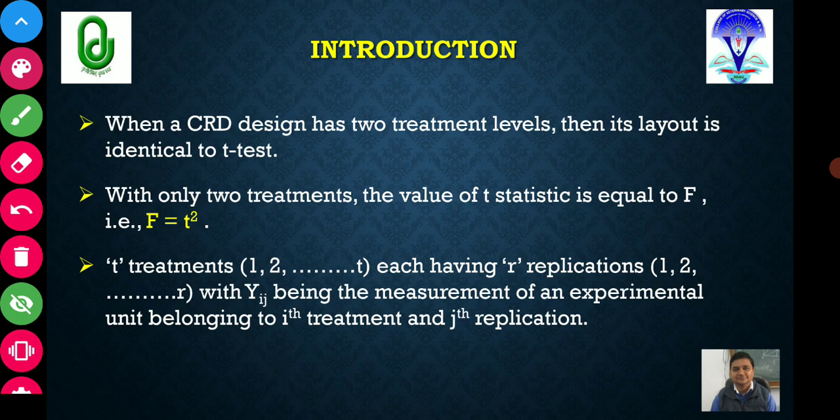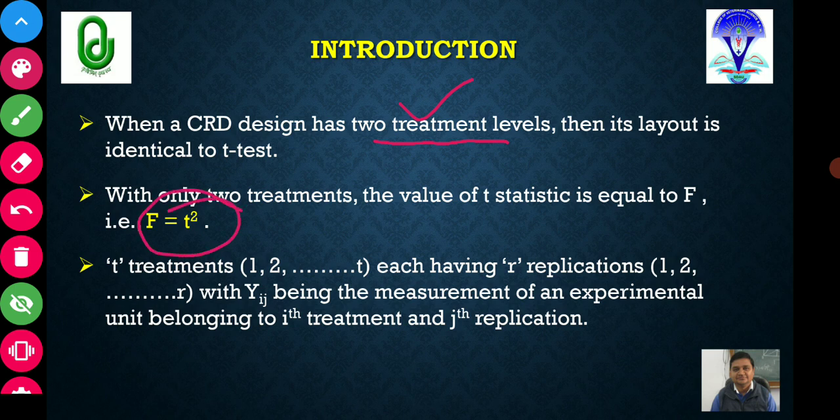Now, when a CRD design has 2 treatment levels, we have already discussed it. If a CRD is having only 2 treatment levels, then its layout is identical to t-test. So if a CRD is having only 2 treatments, then it is nothing but a t-test. With only 2 treatments, the value of the t statistic is related to f, that is, f is equal to t square.